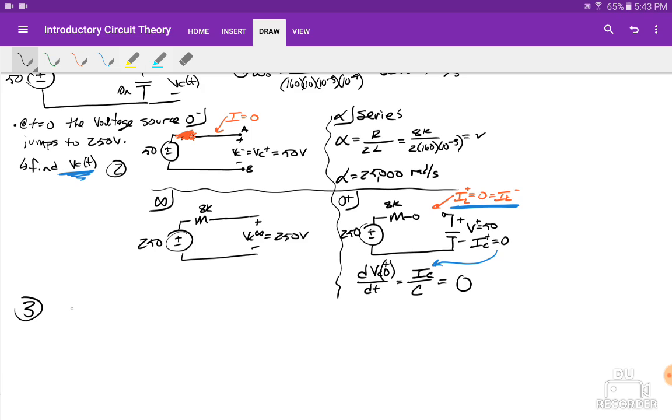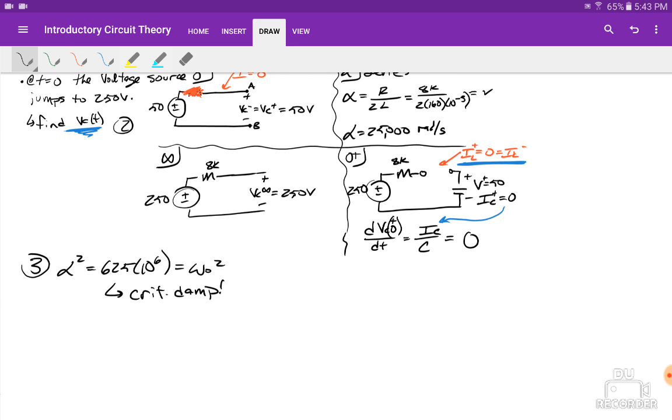Step 3 is comparing my alpha squared to my omega squared. Alpha squared actually ends up being 625 times 10 to the 6, which is equal to omega squared, and because of that I am dealing with a critically damped situation, I'm just going to put crit damp. Okay, so I now identify that I'm dealing with a critically damped situation, and I just have to remember the critically damped formula. So if I'm looking for the voltage on the capacitor as a function of time, that'll be V final or V infinity, whatever you want to call it. In this case I used infinity, so I'll just call it VC infinity.